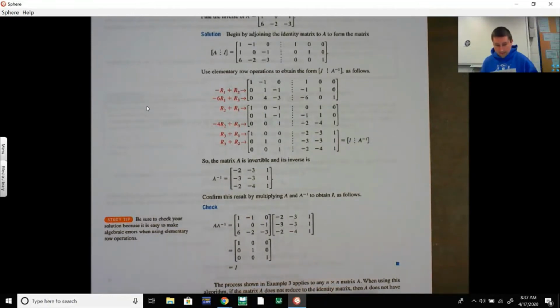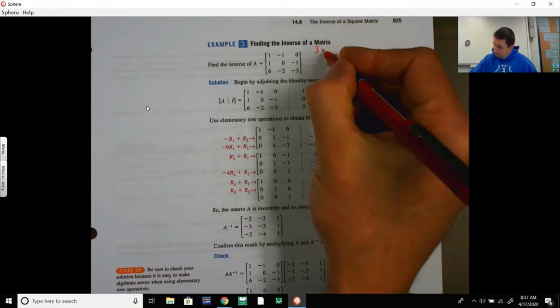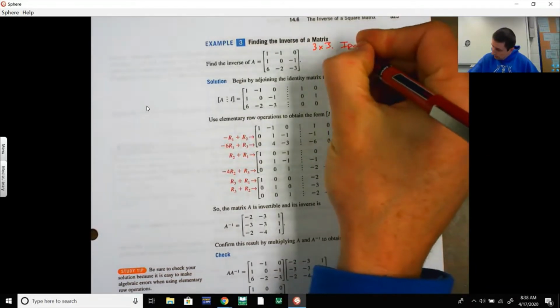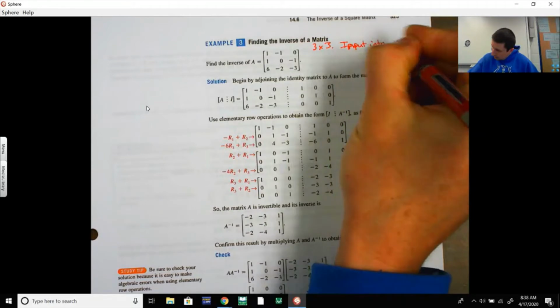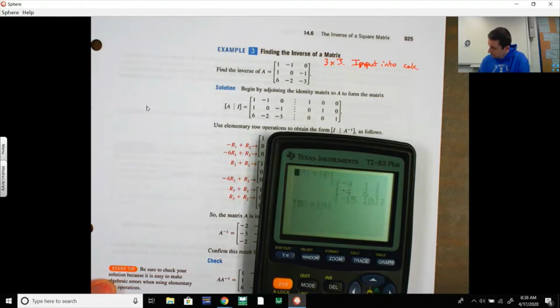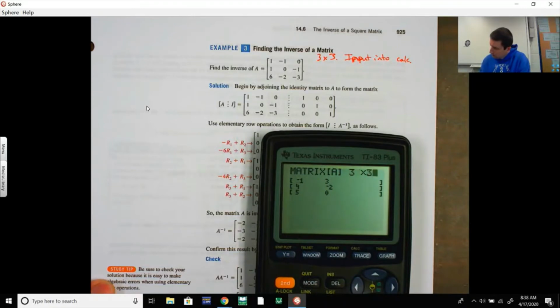So how we're going to find them. Let's take this one right here. This is a 3 by 3, and we need to input it into the calculator. I'm going to put a 3 by 3 matrix into my calculator. I'm just going to make it matrix A. 3 by 3: 1, negative 1, 0, 1, 0, negative 1, 6, negative 2, negative 3. Double check my numbers before I go on. Okay, so I have it.